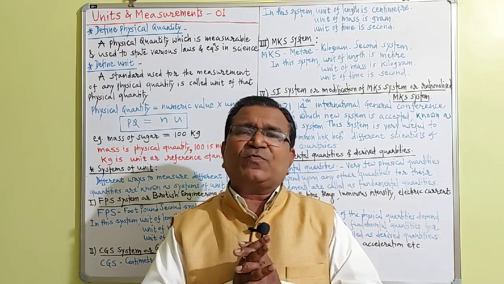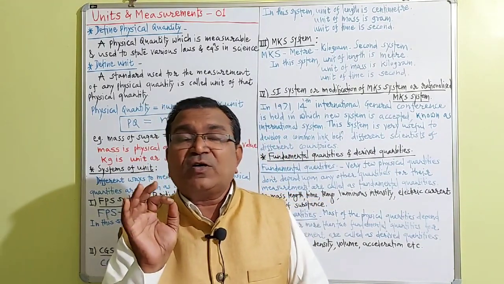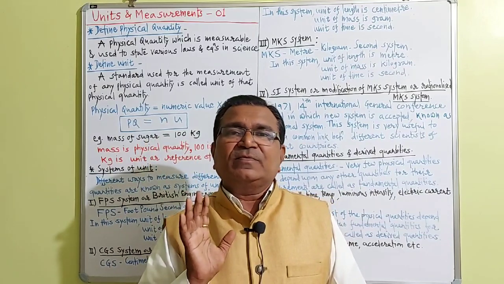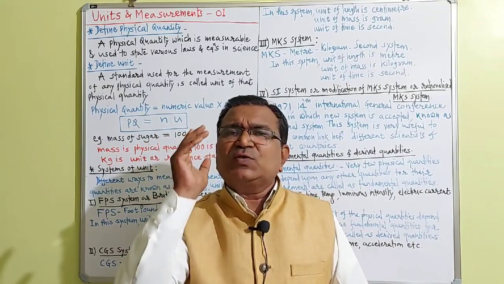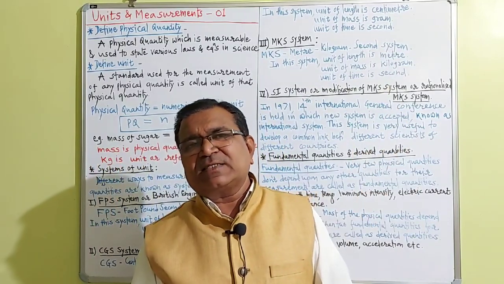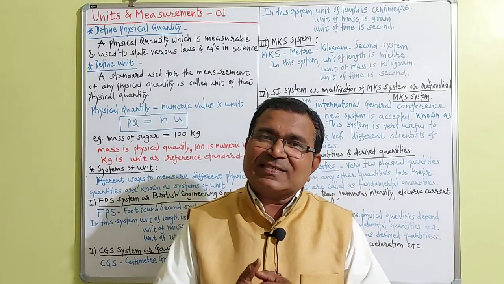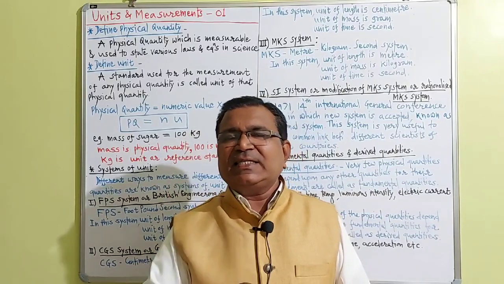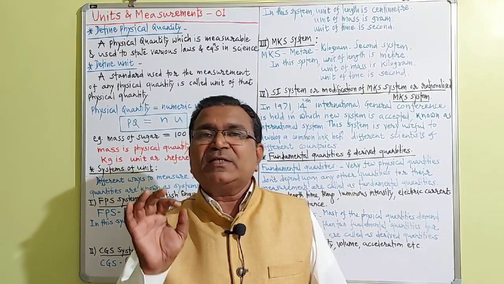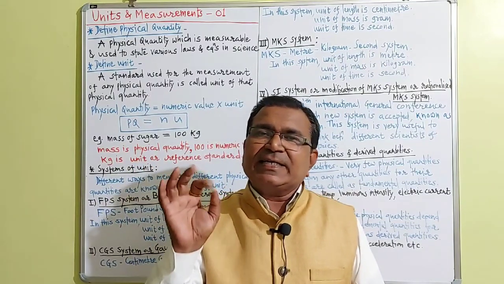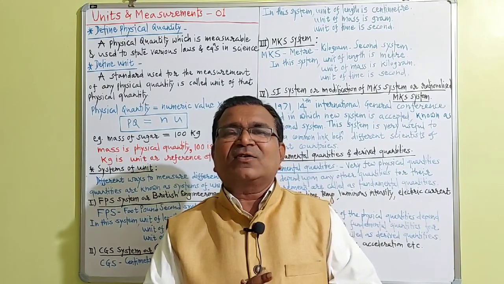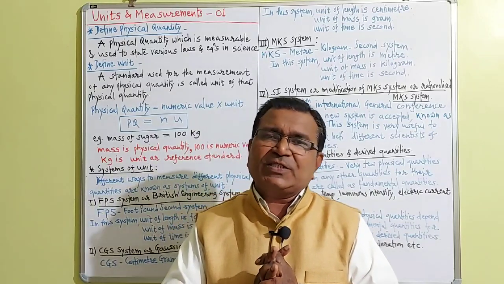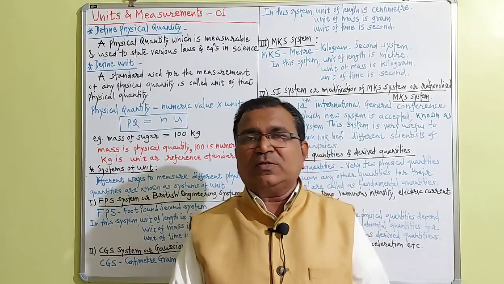So what is our definition of physical quantity, dear students? A physical quantity is a quantity which is measurable quantitatively, and which is very useful to state various laws of science and derive various equations. That is a physical quantity. So mass, velocity, force, density, momentum, power, work, electric current, all are called physical quantities.